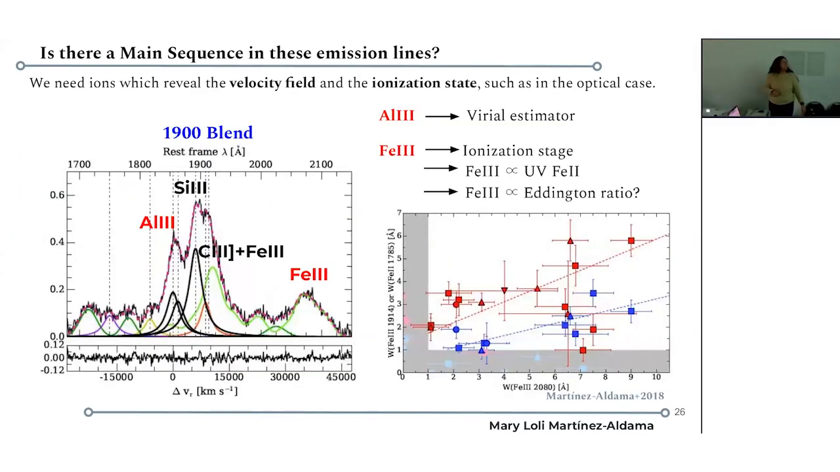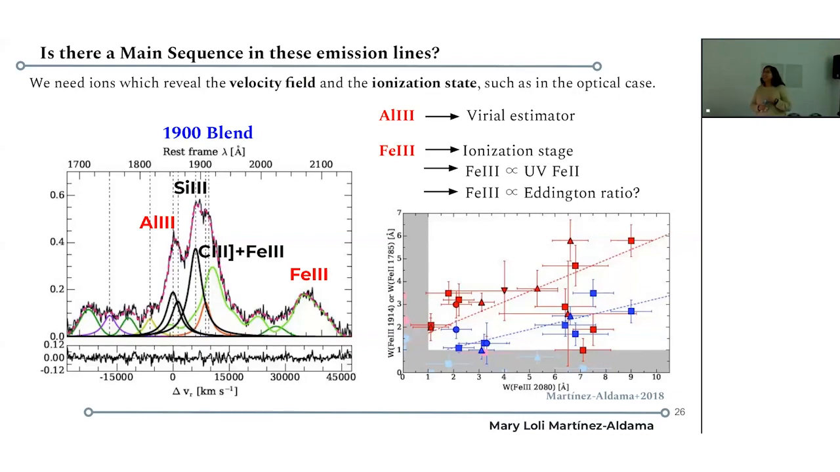But the main challenge is to identify one feature that can be the virial estimator, another one that can be the ionization state indicator. And in this case, the virial estimator is going to be the aluminium, and the other one will be the Eddington ratio.